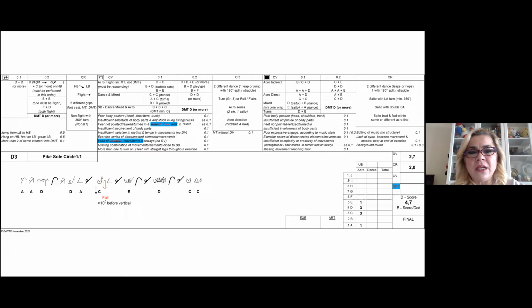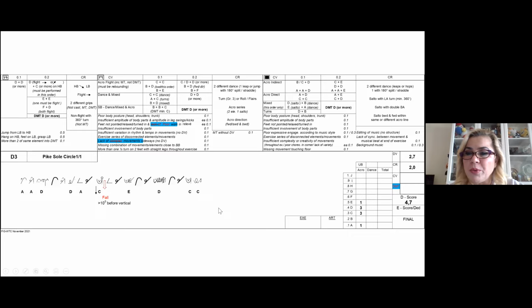And then we continue with the Van Leeuwen E. And then Ginger, we have DD, and we have the pike sole circle B, and the dismount salto backward tuck C. So for the difficulties, we have 1E, 3D, 3Cs, and 1A. So the total is 2.7, and the composition requirements are okay.